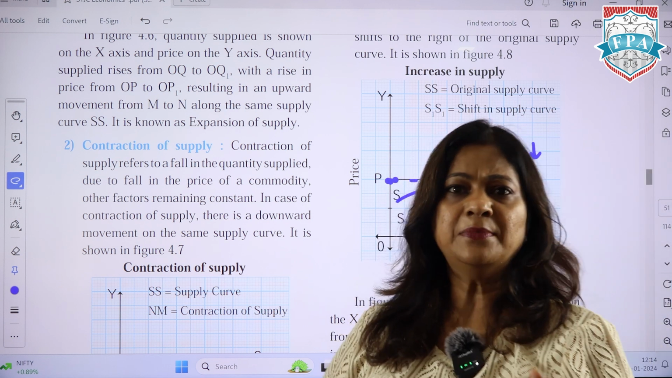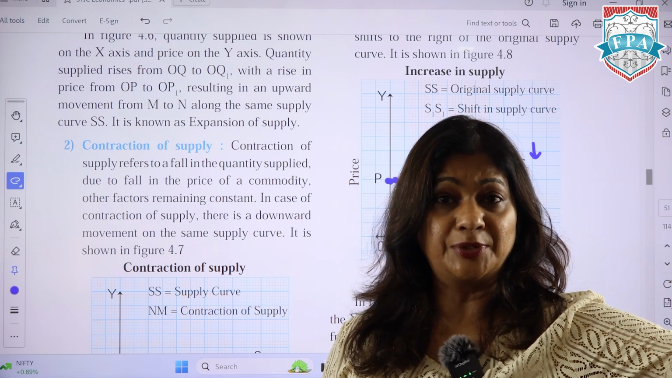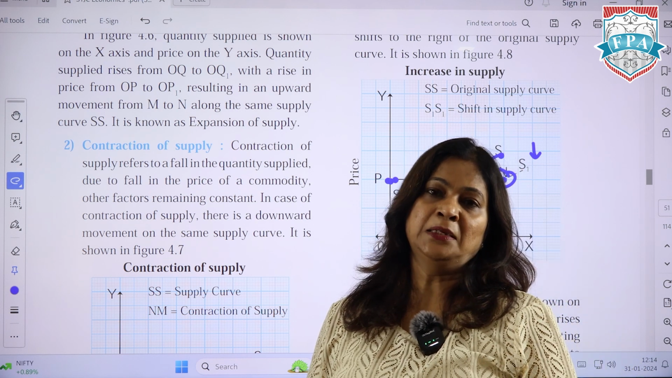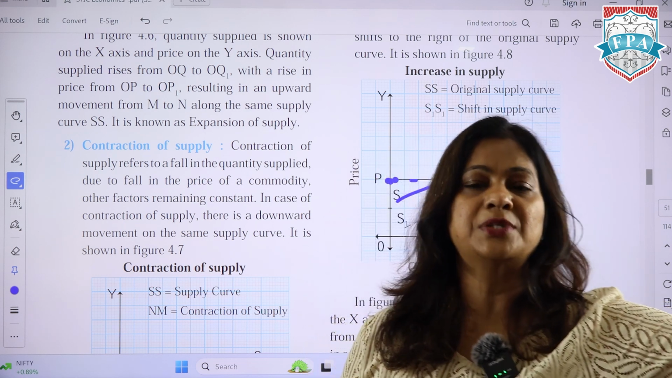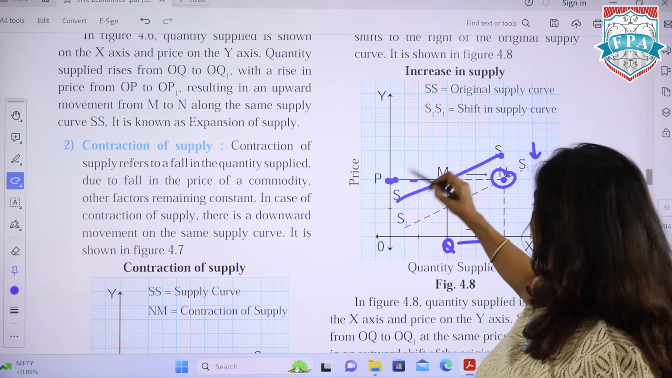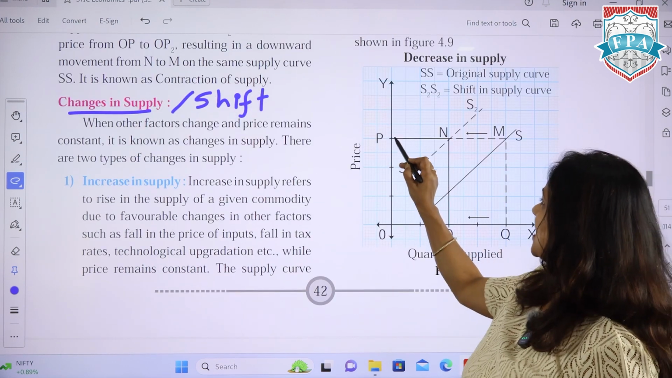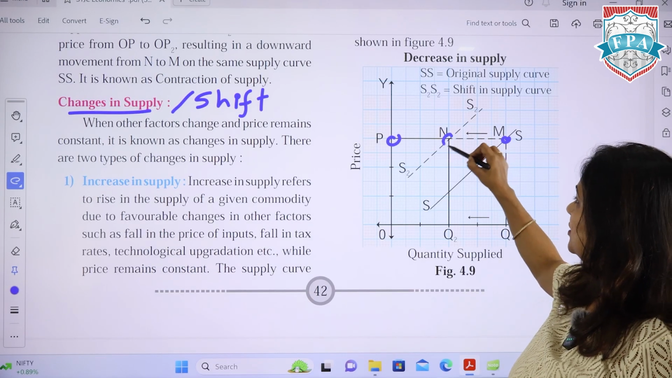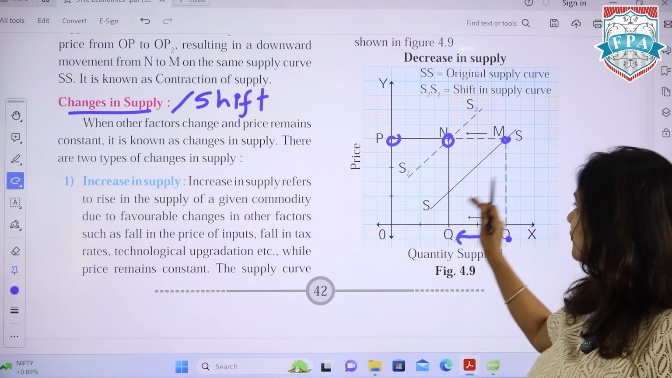Similarly, the opposite could happen. For some reason the infrastructure is not good. You earlier had a very good transportation facility, now you don't have a transportation facility. Now because of that, the suppliers are not ready to supply. The price is the same, but they're not ready to supply because they don't have a transport facility. Now the supply curve will shift. Can you look at it? Decrease in supply would be, look at this, price is the same but earlier M units were supplied, now N units are being supplied. Quantity has become Q2 instead of Q. This is shift in the supply curve.